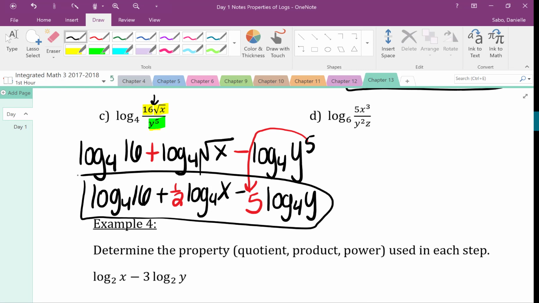Try D. I'll give you one little hint. How many pieces do we have in this situation? We have 4, so how many logs do I need? 4. Okay, so you should have 4 logs because of every color I just put up there. 4 logs. Give it a go and see how you do.